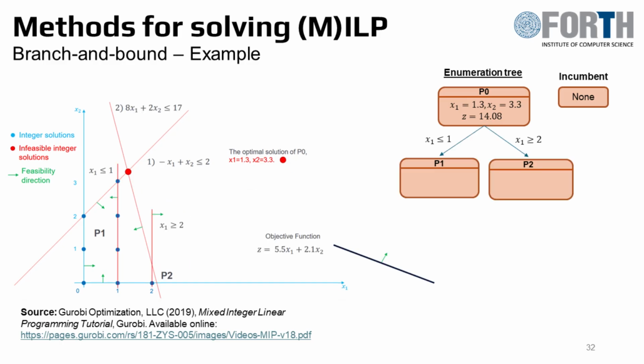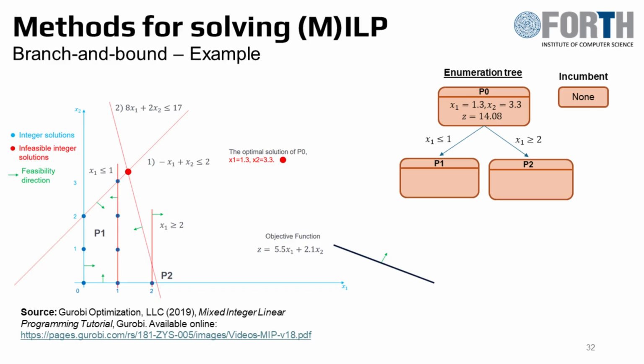The LP relaxation produced a fractional value for x1, specifically x1 equals 1.3. To enforce integrality, we branch on x1. Since x1 must be an integer, it can either be less than or equal to 1 or greater than or equal to 2. This creates two subproblems. The first subproblem adds the constraint x1 less than or equal to 1. The second subproblem adds the constraint x1 greater than or equal to 2. All original constraints remain in place.